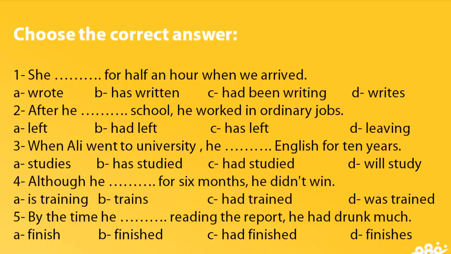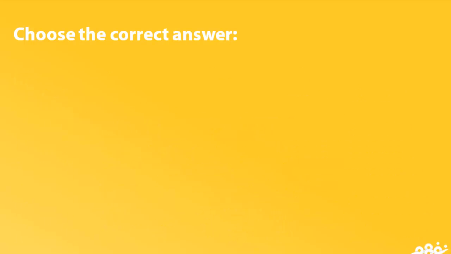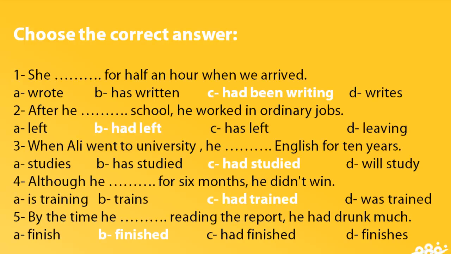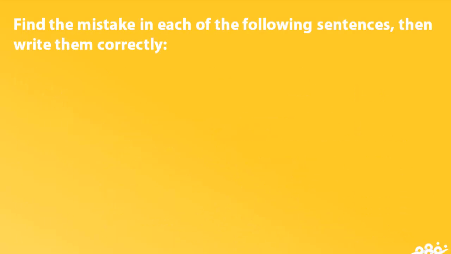Now, check your answers. She had been writing for half an hour when we arrived. After he had left school, he worked in ordinary jobs. When Ali went to university, he had studied English for 10 years. Although he had trained for 6 months, he didn't win. By the time he finished reading the report, he had drunk much.